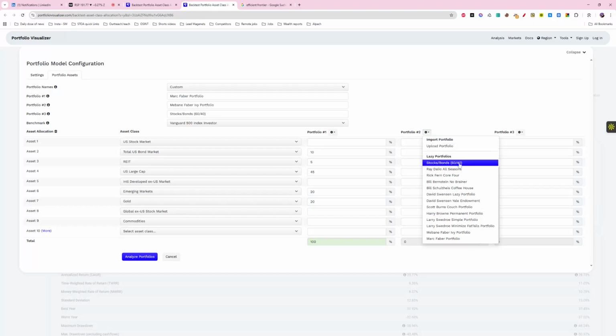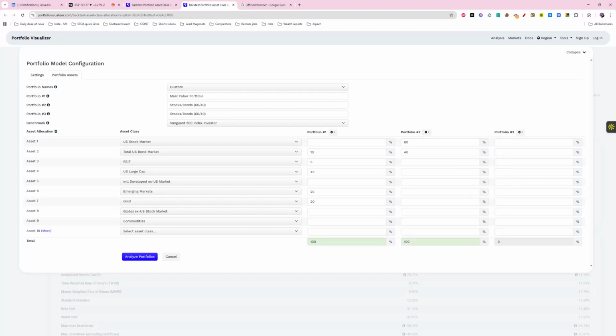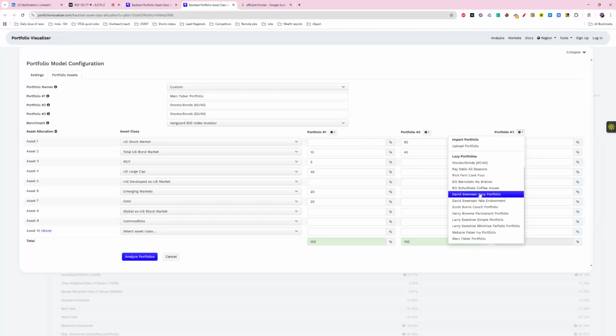If you don't want to construct it yourself, you can choose a model which is already uploaded. For example, a lazy model, right? Buy stock 60% and 40% bond, or you can choose something else over here.